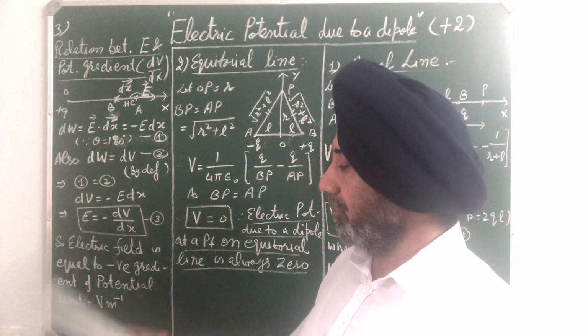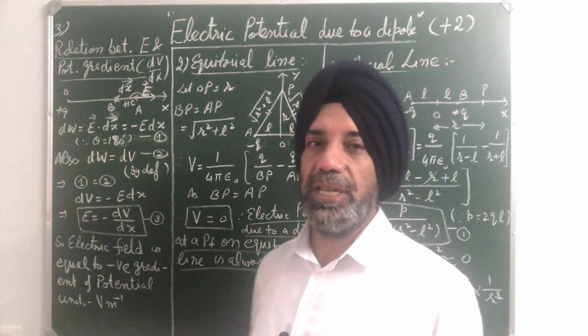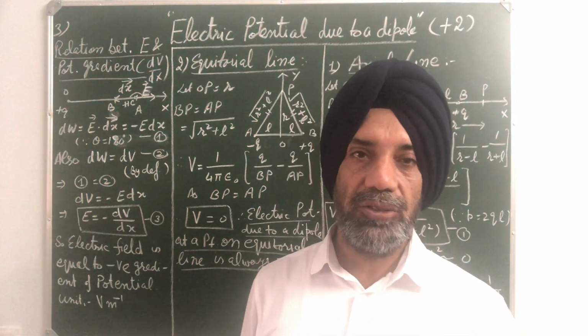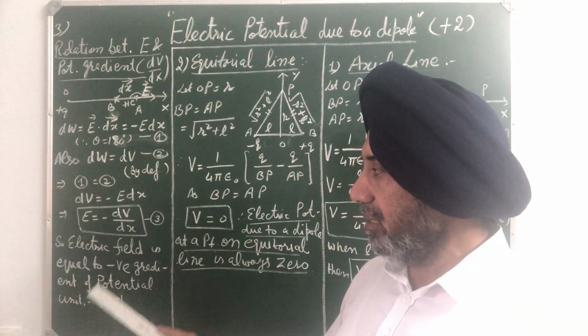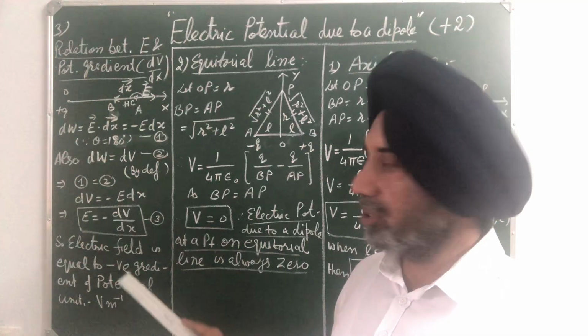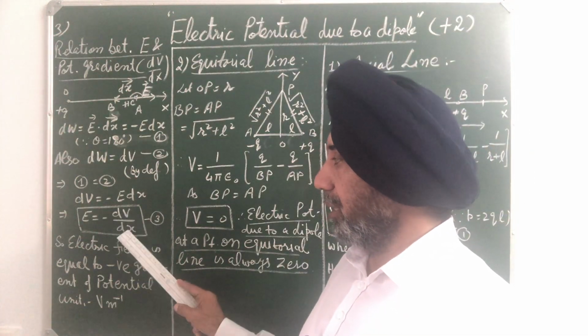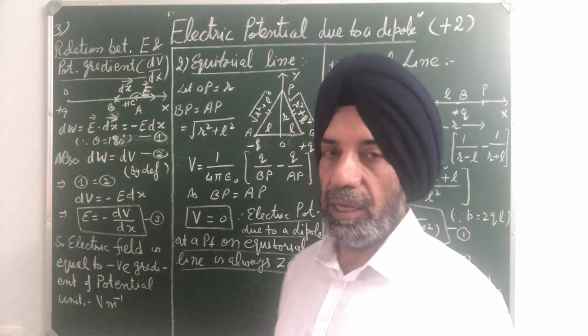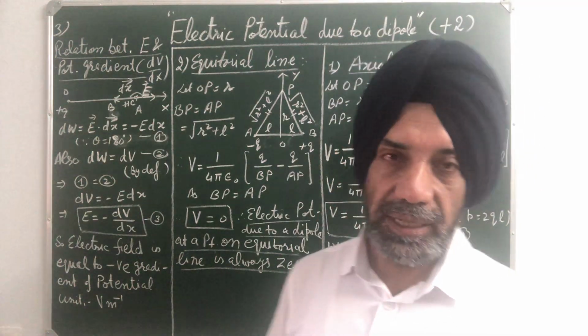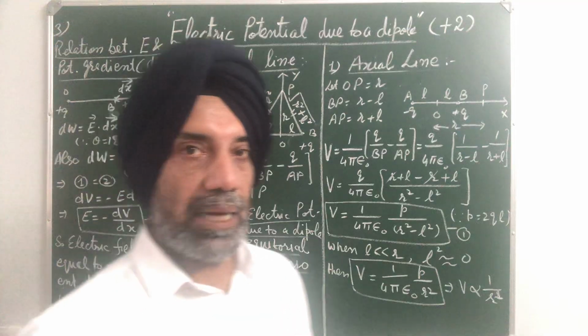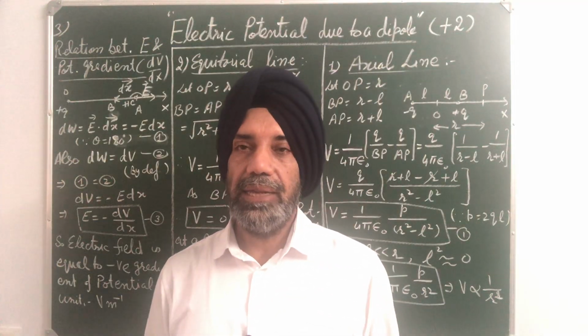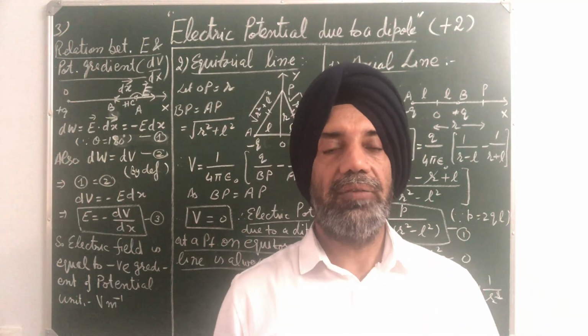In other words, the electric field is equal to V upon d sometimes, that is, potential difference per unit distance. So the SI unit of electric field can also be written as volt per meter, because the SI unit of potential is volt and distance is in meters, so volt per meter, or newton per coulomb by the other definition. So this is all about electric potential due to a dipole at a point on the axial line, the equatorial line, and the relation between electric field and potential gradient.